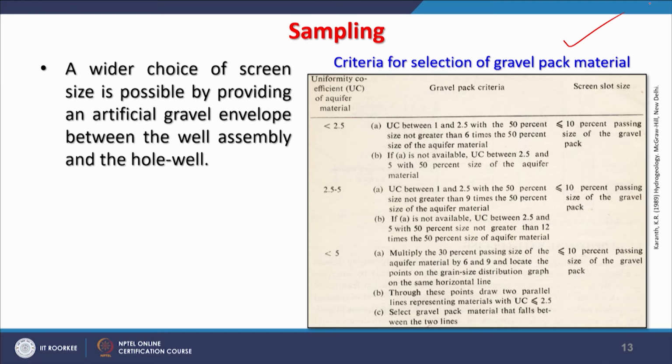The criteria for selecting gravel pack material: the uniformity coefficient of the aquifer material is less than 2.5. For gravel pack, the UC is between 1 and 2.5, and the screen slot size is less than 10%. If the UC is 2.5 to 5, then less than 10% passing size of the gravel pack. But UC between 1 and 5 with the 50% size not greater than 9 times the 50% size of the aquifer material. And if it is less than 5, then again multiply by the 30% passing size of the aquifer material. The main purpose, as I have said, is that the material beyond the screen should not enter into the well.